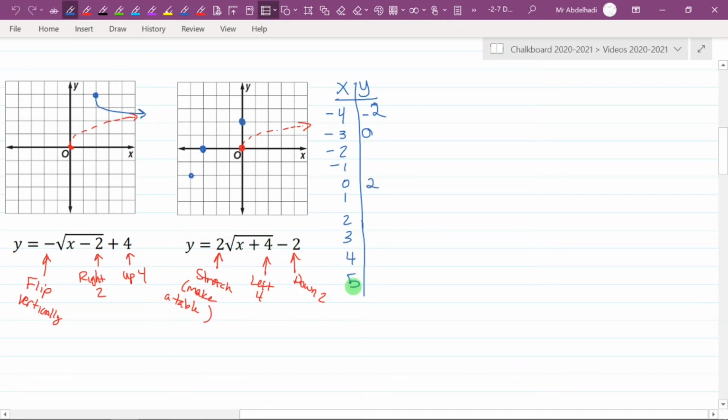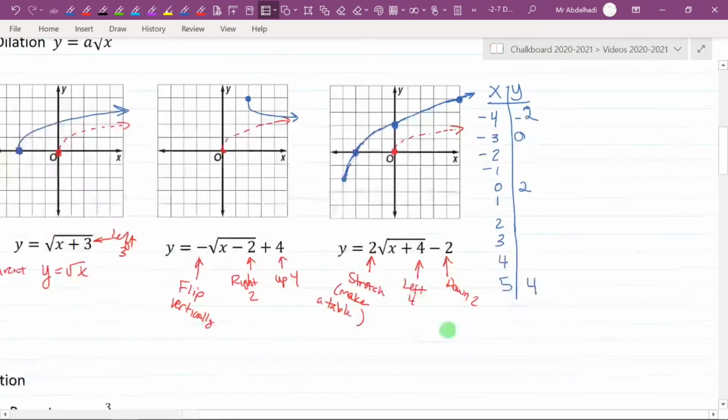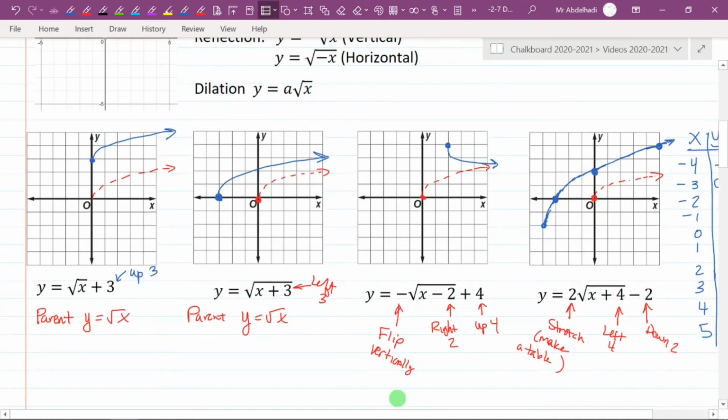Put in 5, there's a whole number for you. So 5 plus 4 is 9, square root it, you get a 3. 3 times 2 is 6, and then 6 minus 2 is 4. And you see we have 4 good points, and we can use that to sketch your graph the best you can. You just try to make it look like a curve. Okay, so that was the square root function. That was our 4th shape.